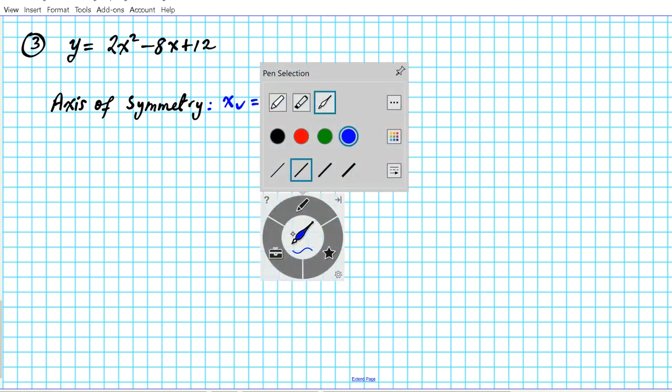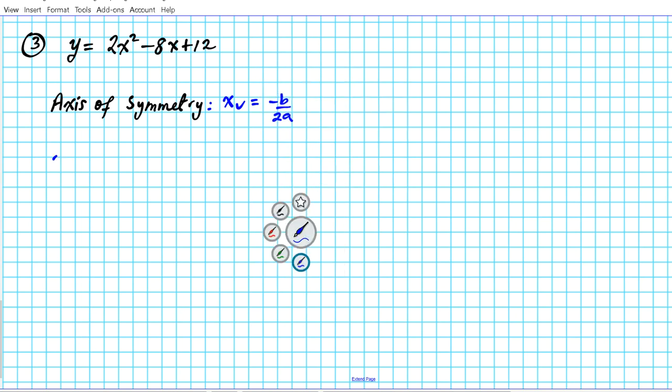Let's go ahead and rewrite our quadratic function, specifying what a, b, and c are. 2x squared minus 8x plus 12. So a is 2, b is negative 8, and c is 12.